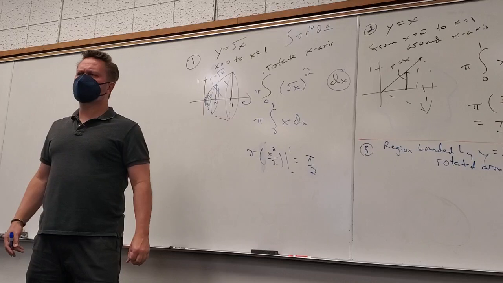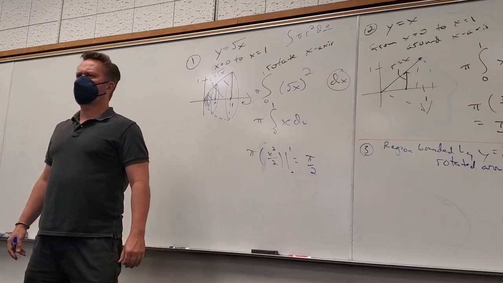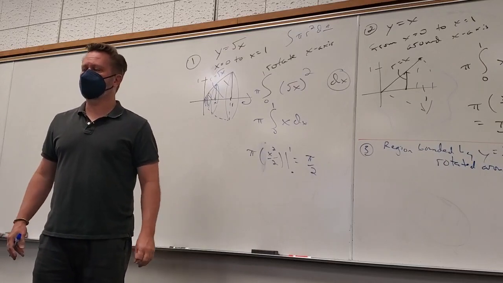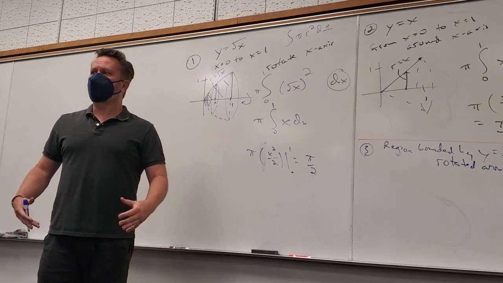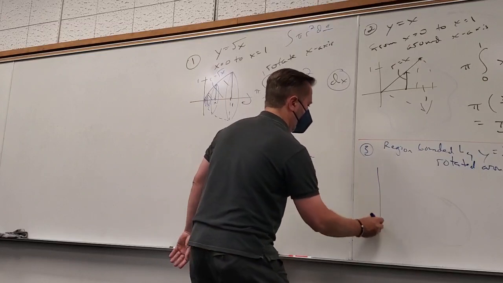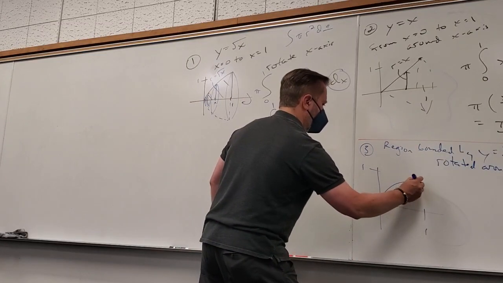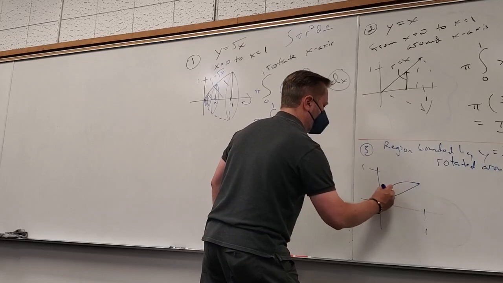Does anyone see how we've done all the work we need to do to pretty much immediately get this answer? And I really want to point out, so if we did this, it would be, here's the square root, here's the line. So this is the region.